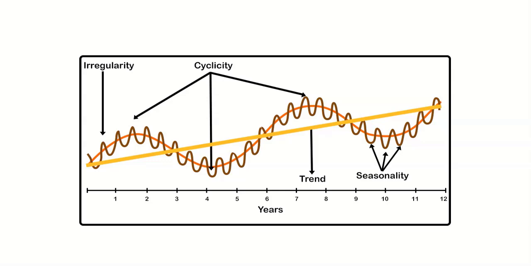If I explain more about these components, the trend shows the general tendency of the data to increase or decrease during a long period of time. So it is a smooth, general and long-term average tendency. However, it is not always necessary that the increase or decrease is in the same direction throughout the period of time.